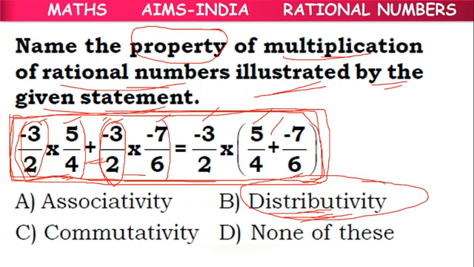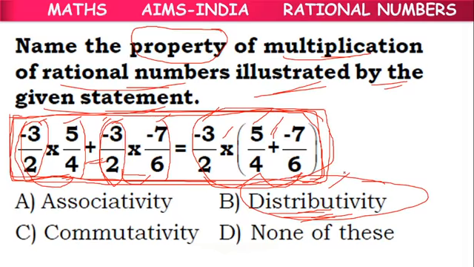Okay, means distribution of multiplication over addition. We are going to have both multiplication and addition in the same expression, but that multiplication will be expanded to both the terms when they are written separately. So this belongs to distributive property.